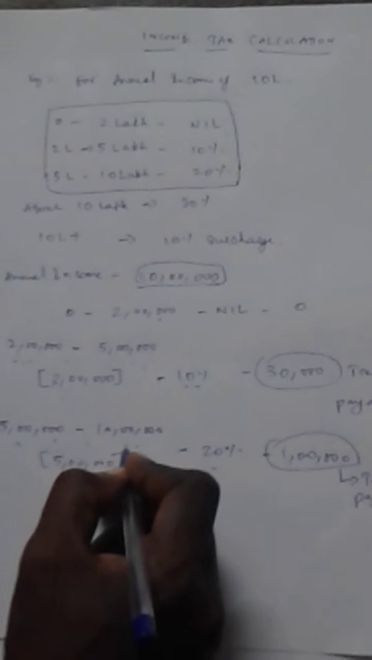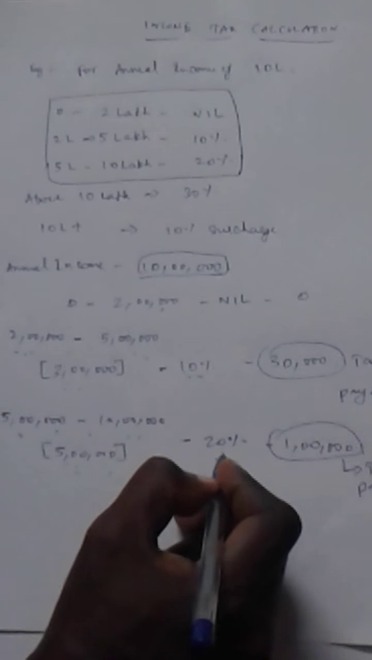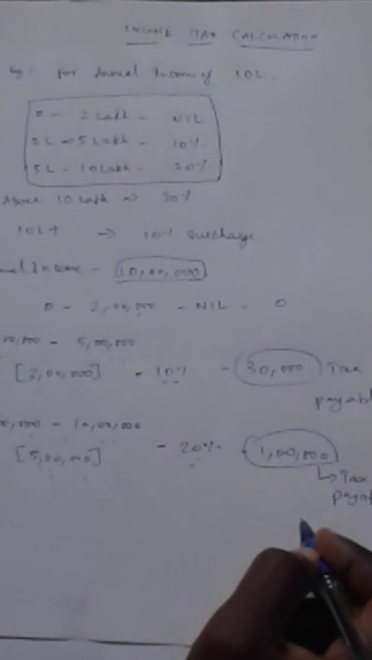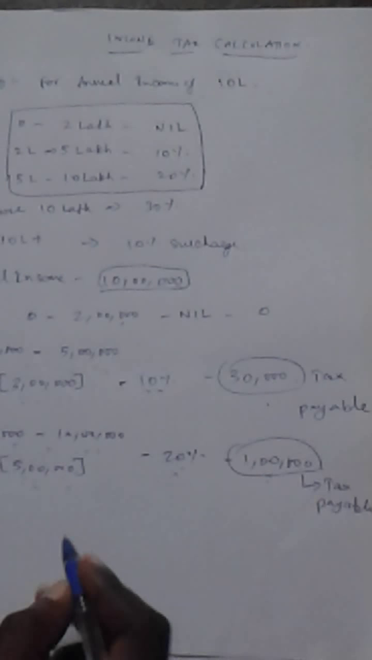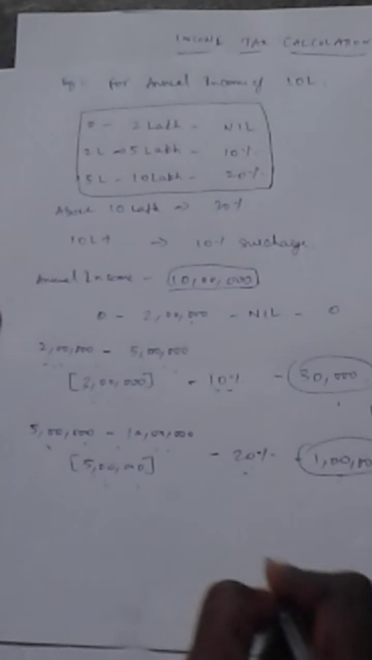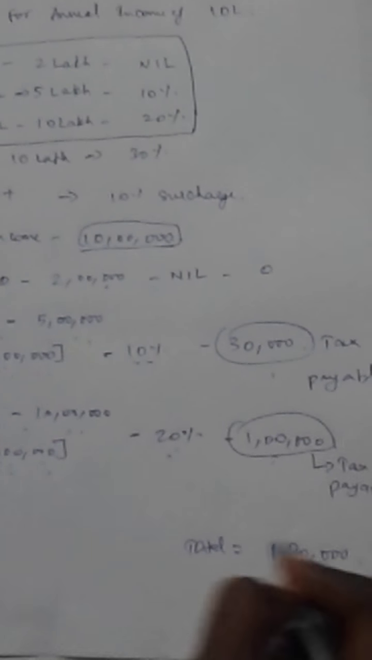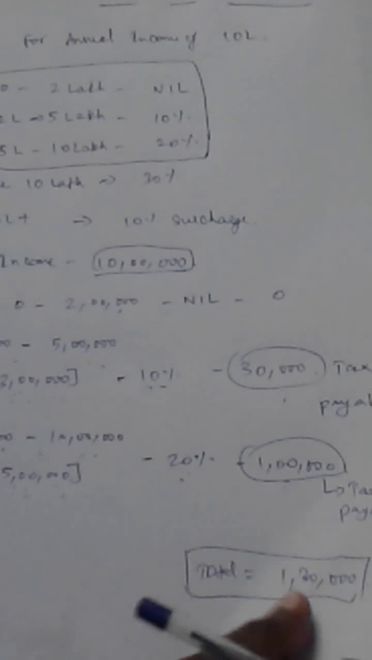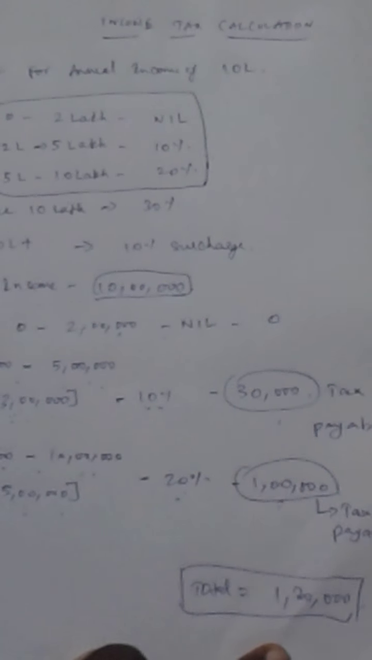And after that 5 lakh to 10 lakh, where the difference is 5 lakh, and 20% of that 5 lakh is taken into account, that is 1 lakh. So we need to add this 1 lakh plus 30,000. Okay, just calculate it, so total is 1,30,000 for now. Just make a note, it's 30,000 plus 1 lakh, it is 1,30,000.